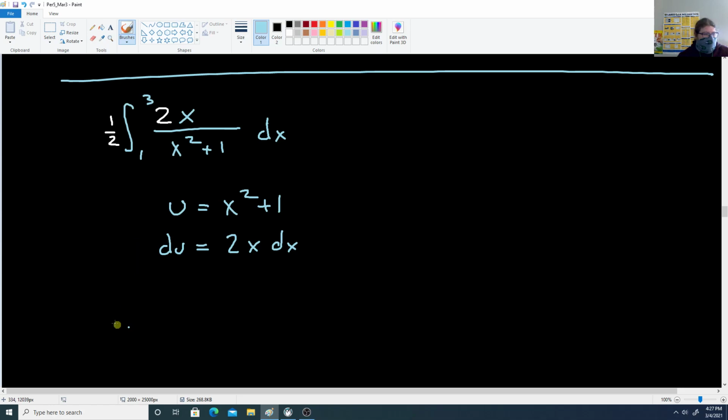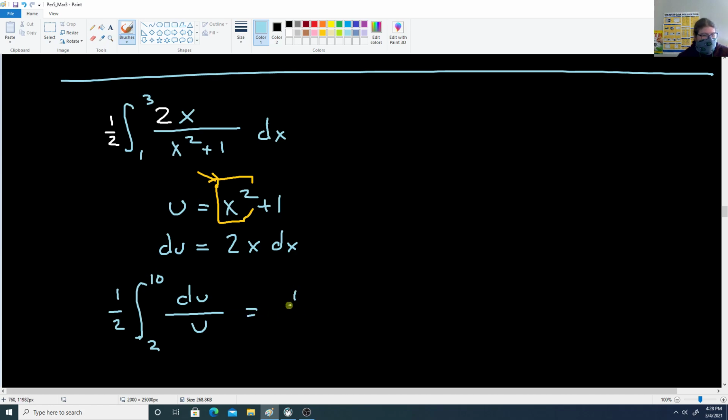And then this will become, let's see, start converting this over to u's. So it's 1/2. We'll get some new limits here in just a minute. 2x dx is du, over x squared plus 1 is just u. To get my new limits, I'm going to plug 1 and then 3 into that x squared term. So I get 1 squared, which is 1, plus 1, which is 2. Then I get 3 squared, which is 9, plus 1. 9 plus 1 is 10.